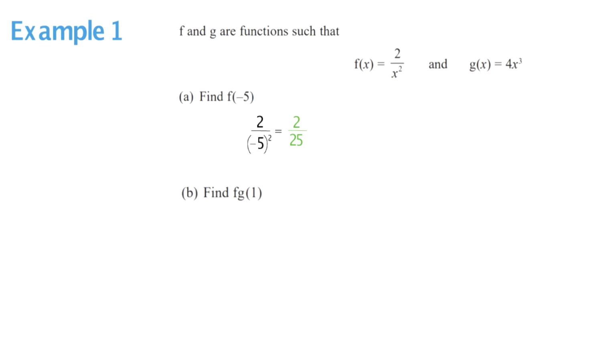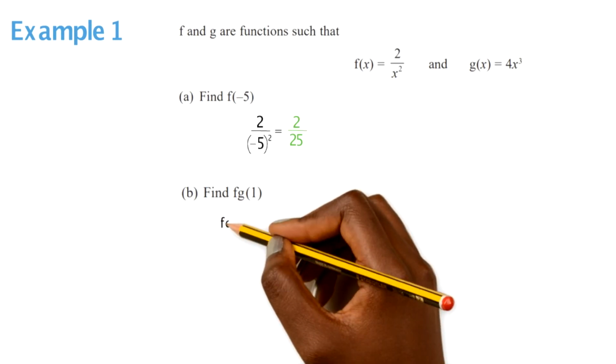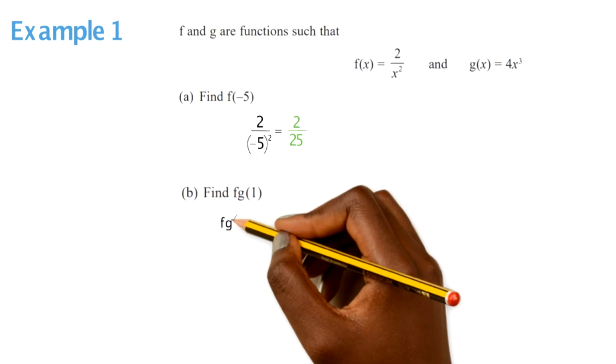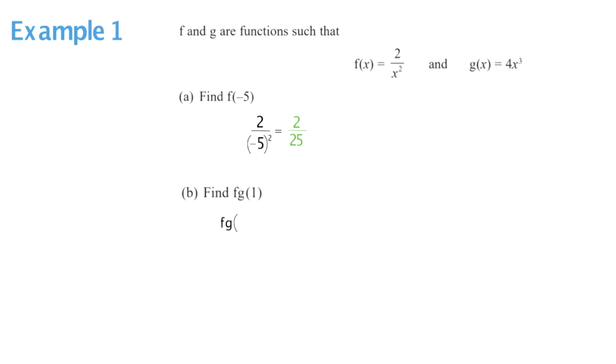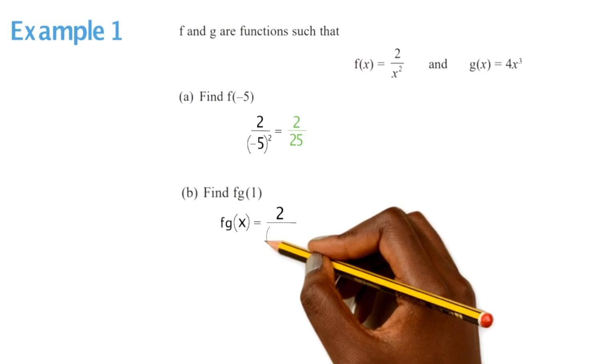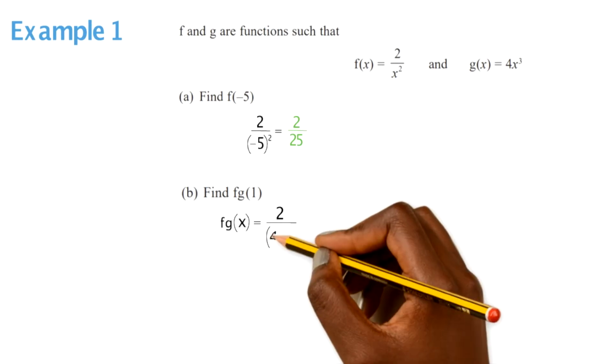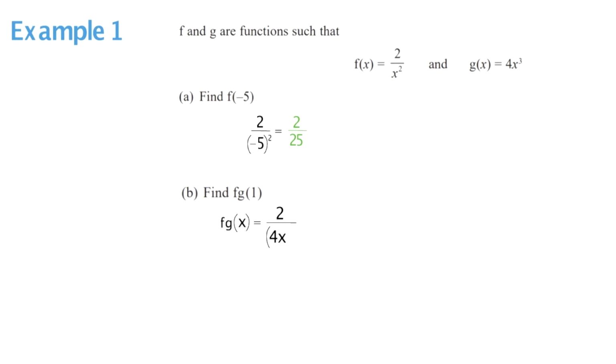Now we've got a composite function of fg(1). So what we're going to do is first of all work out the composite formula, the new one. So remember, as I said, the inside letter goes into the outside letter, right? It's like the inside letter is the baby and the outside letter is the mother. So rather than 2 over x squared, it's going to be 2 over (4x cubed) squared, because remember, the 4x cubed is the g of x, and the g of x is the baby this time. So that's our new formula.